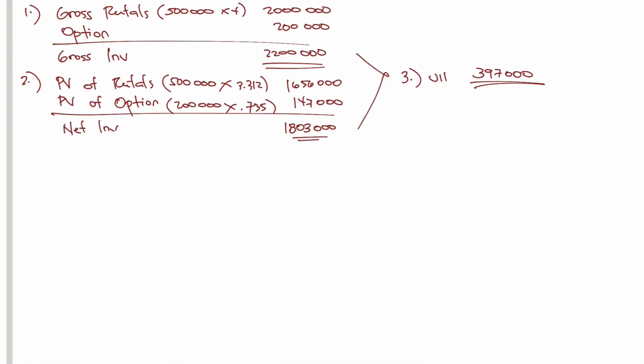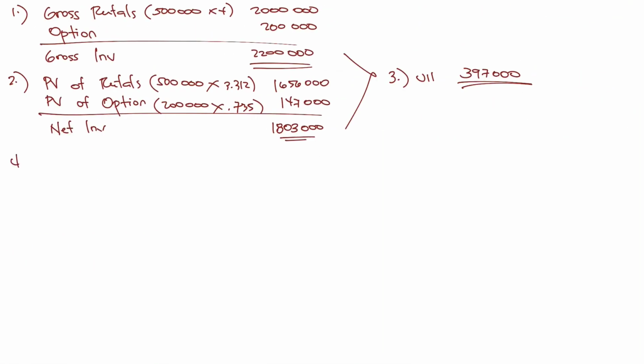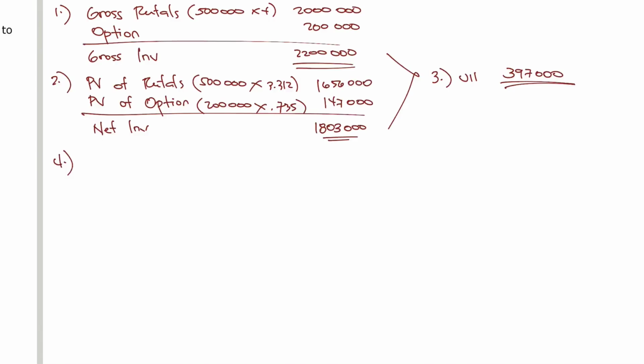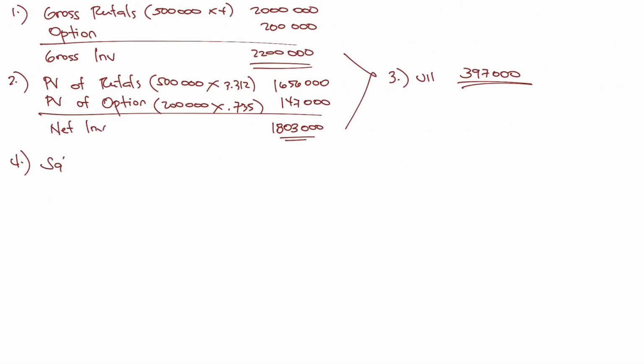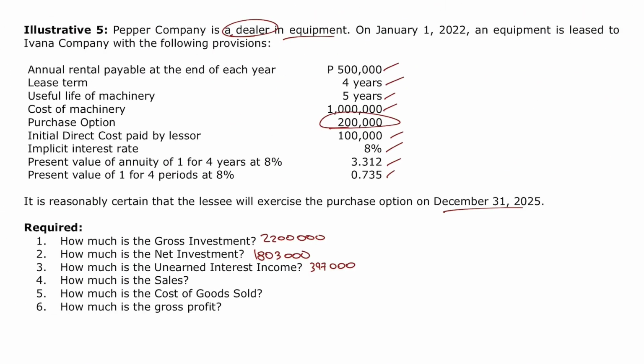Number 4, how much are the sales? Here in number 4, sales will be the net investment or the fair value, whichever is lower. There is still no fair value given, so sales will be equal to the net investment of 1,803. So the final answer for requirement number 4 is 1,803.